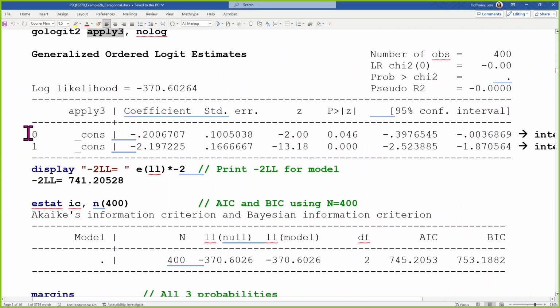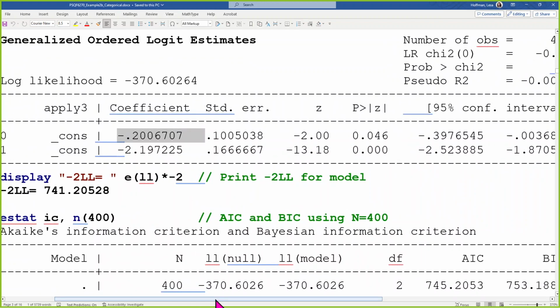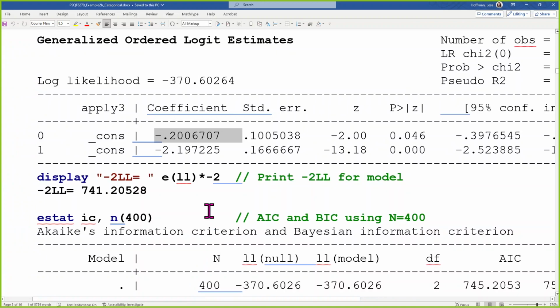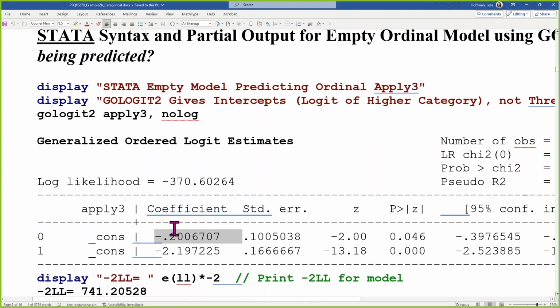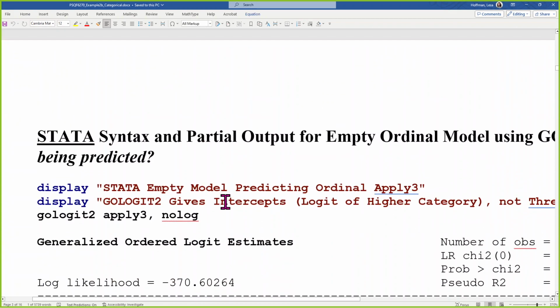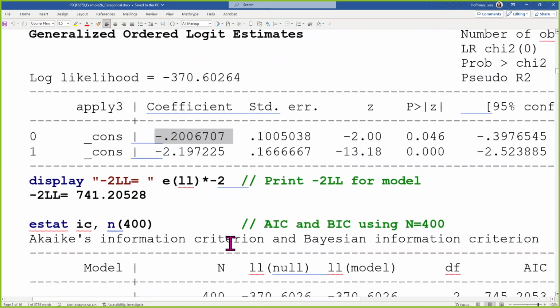So my first 0 and 1 is how it's labeling these submodels. My first coefficient here is negative 0.2 in logits. So this is the intercept that goes with, can I fit it all on the screen? The first submodel, this one. So in words, what the hell does this mean?